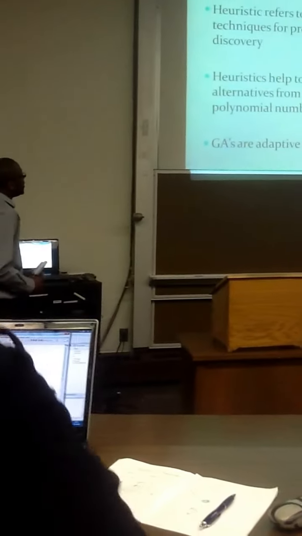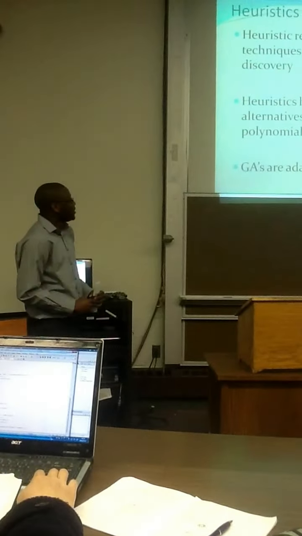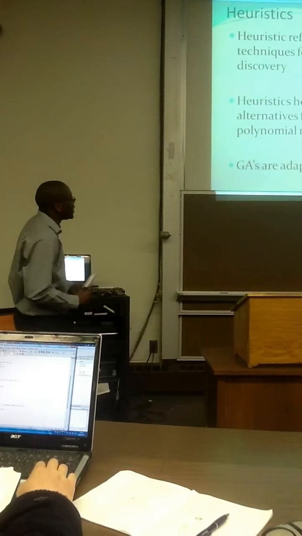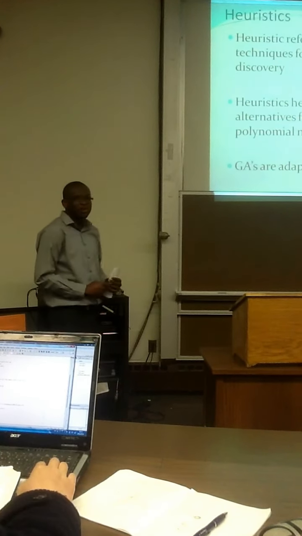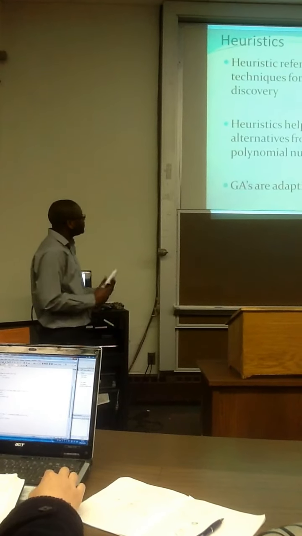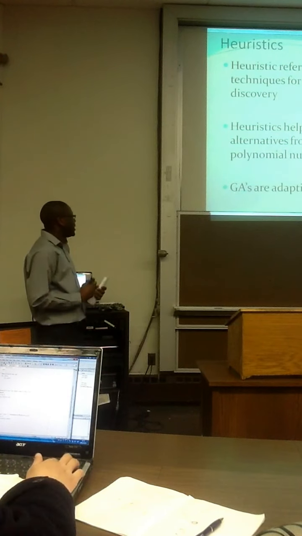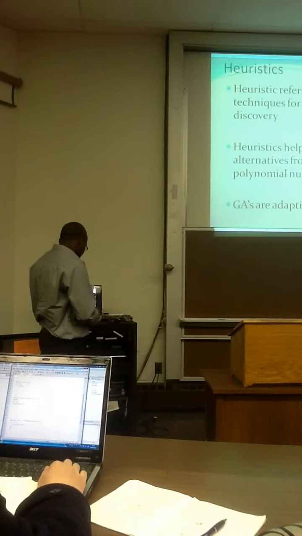Heuristic refers to experience-based techniques for problem solving, learning, and discovery. Heuristic helps to reduce the number of alternatives from exponential number to polynomial number. And I believe that's a big advancement in computational algorithms. GAs are adaptive heuristic search algorithms.